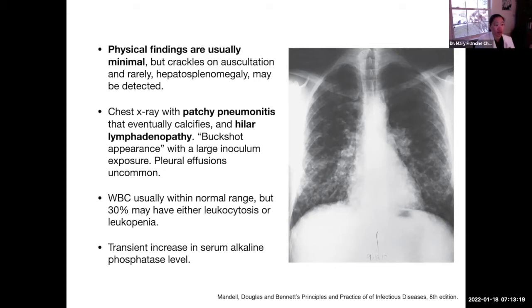It's not very helpful because in patients with active pulmonary histoplasmosis, usually their white count or leukocyte count is within the normal range. And even if they were abnormal, they could skew either to leukocytosis or leukopenia. So your leukocyte count really isn't much of a help in this stage of disease. You may also see transient increases in serum alkaline phosphatase level, but again, that's very vague.